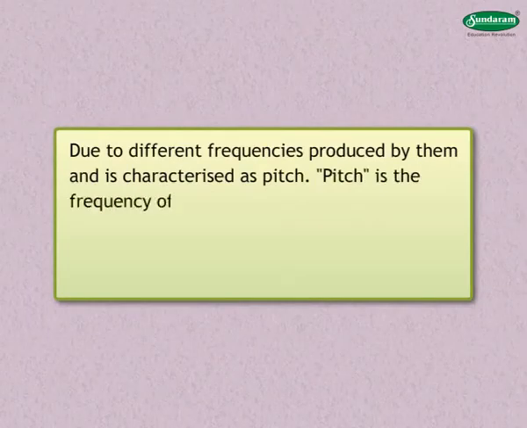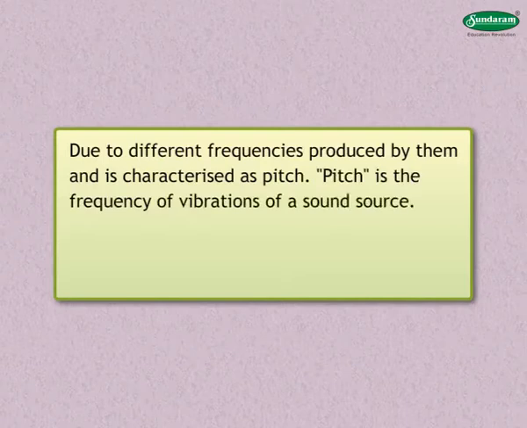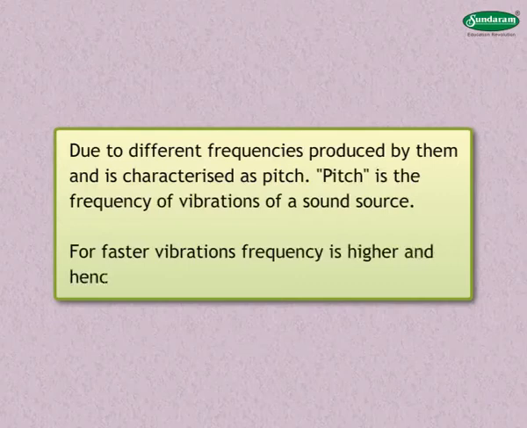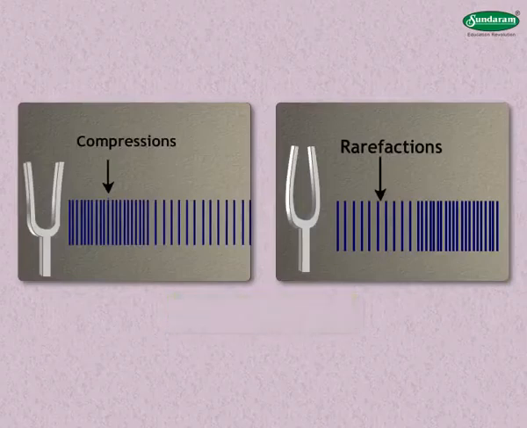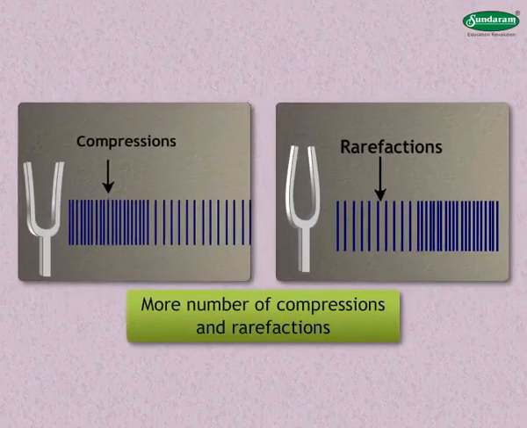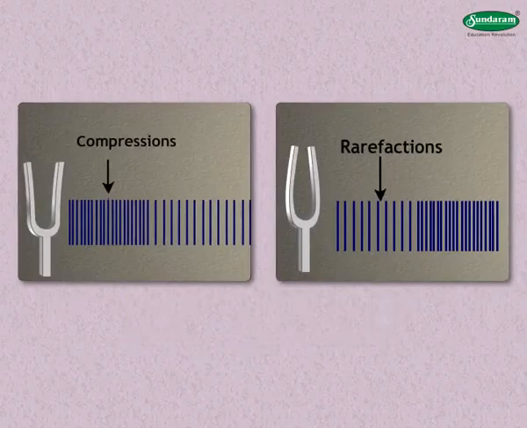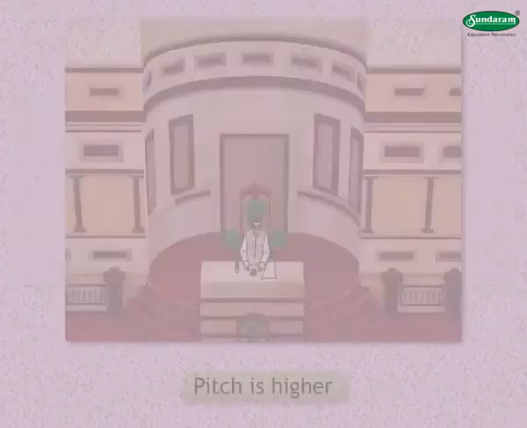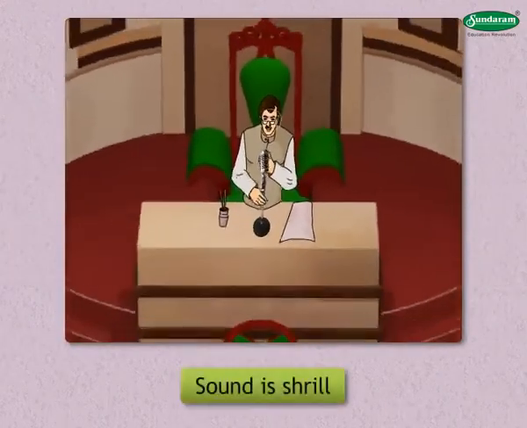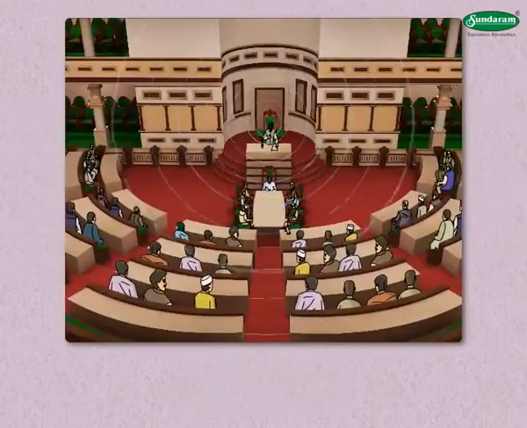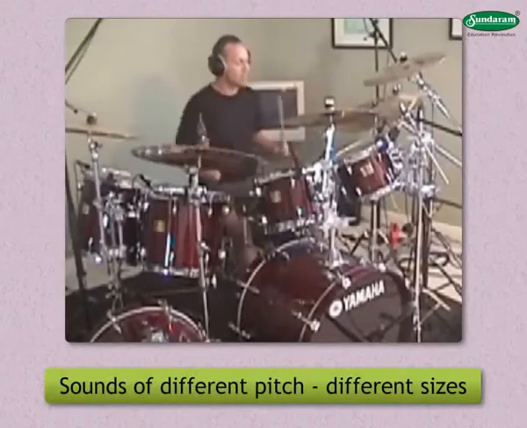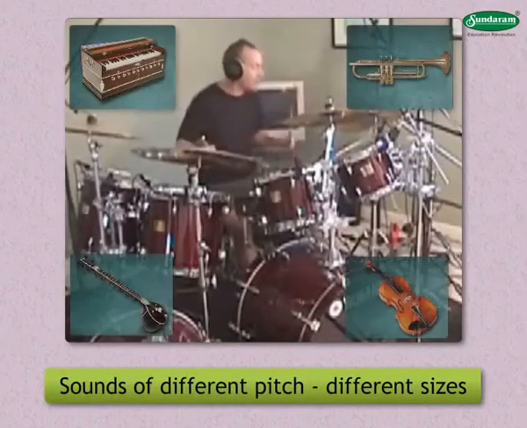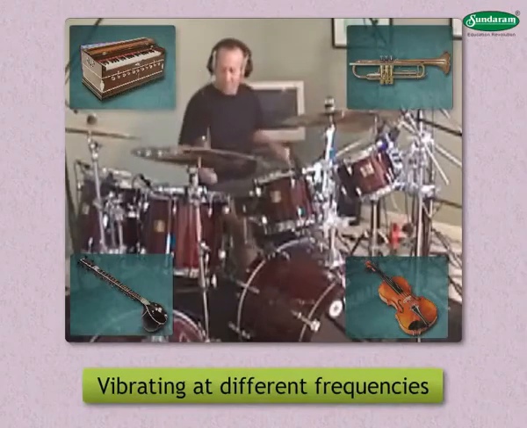Pitch is the frequency of vibrations of a sound source. For faster vibrations, frequency is higher and hence pitch is higher. The high-pitch sound corresponds to more number of compressions and rarefactions passing through a fixed point per unit time. When pitch is higher, the sound is shrill, while when pitch is lower, the sound is soft. Sounds of different pitch are produced by objects of different sizes vibrating at different frequencies.